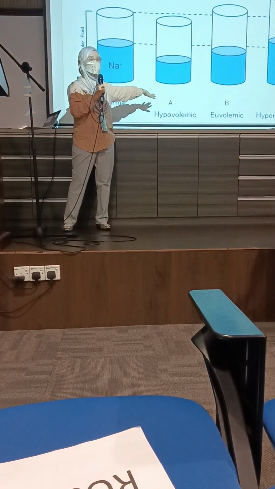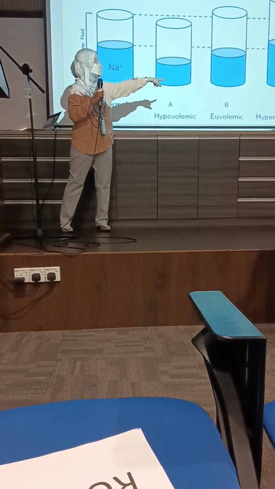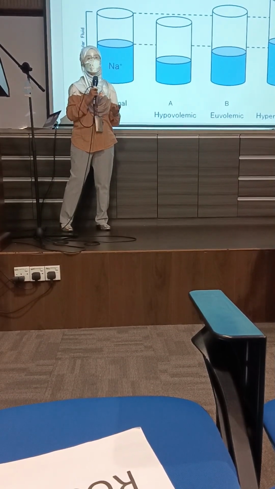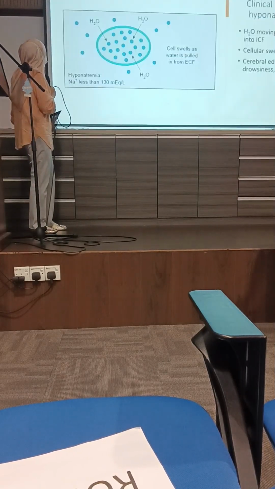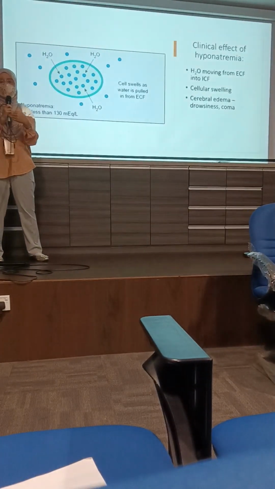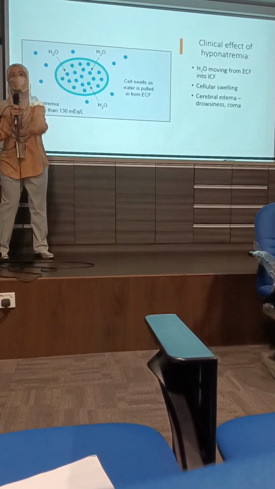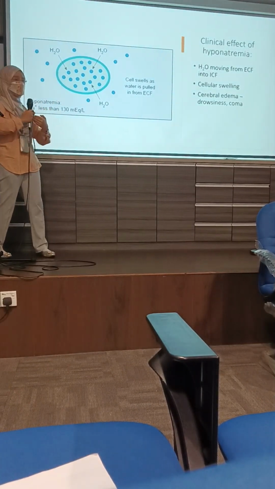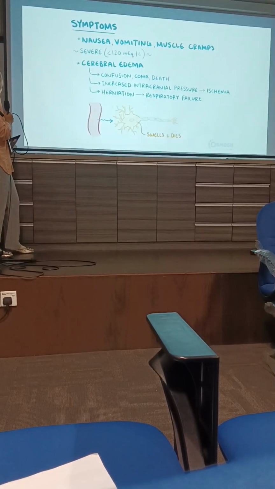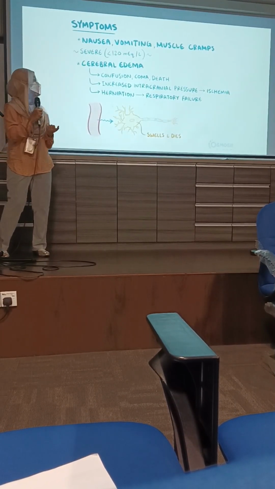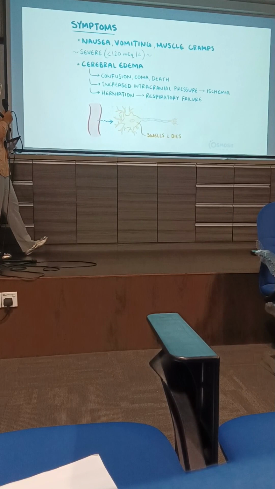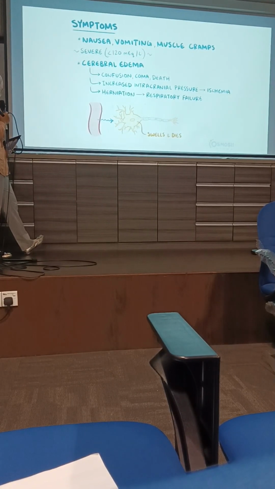So this is hypovolemic, the volume is low. Euvolemic is the same volume status but you have hyponatremia. And hypervolemic is when you have excess volume. The effect of hyponatremia: because the outside has low osmolarity, water will move from outside into the cell. The cell gets cellular swelling, cerebral edema. The symptoms include nausea, vomiting, and with cerebral edema you get confusion, coma, increased intracranial pressure, and brain herniation.